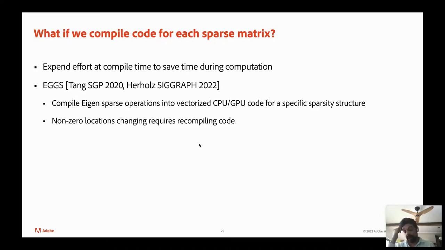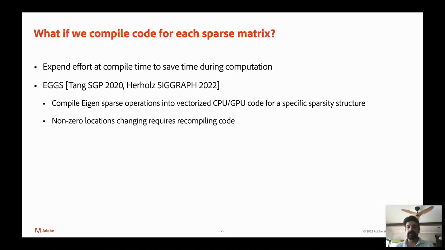There will be a follow-on work at SIGGRAPH 2022 where Philip Hurls and some more collaborators apply the same techniques to generate fast GPU code and also scale up the size of matrices we can handle and get even better performance than our 2020 paper.